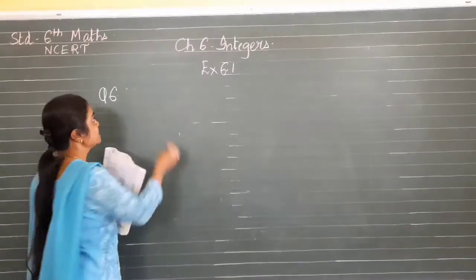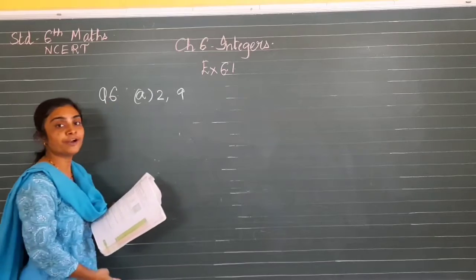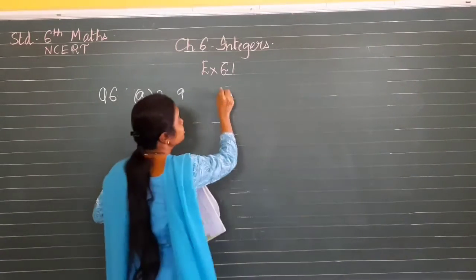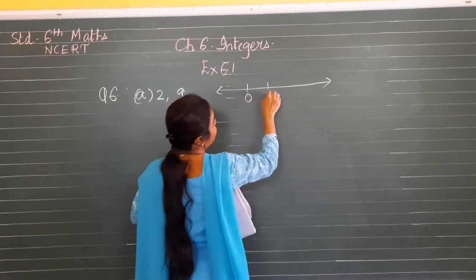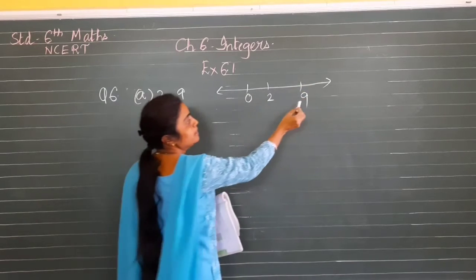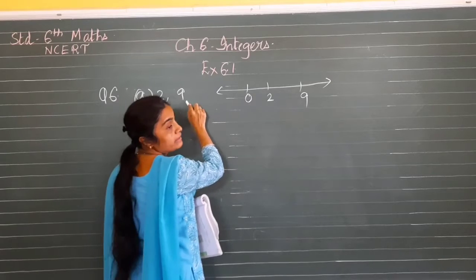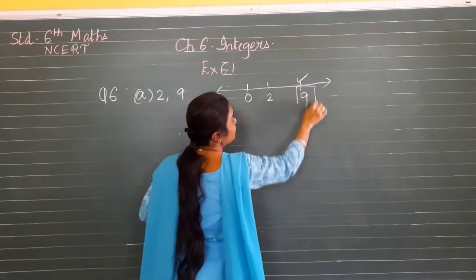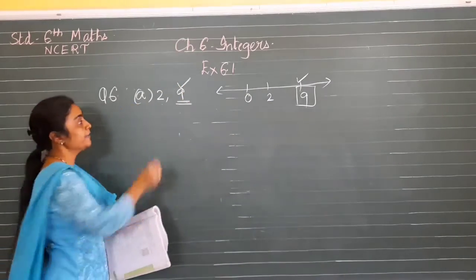A first pair of numbers is given to you, 2 and 9. You have to find out which number is on the right side of the number line. Suppose we draw a number line, here will be 0, here will be 2 and here will be 9. Among these two numbers, which one is on the right side? So we can say this is my right side. So 9 will be on the right side of 2. So the answer is 9.